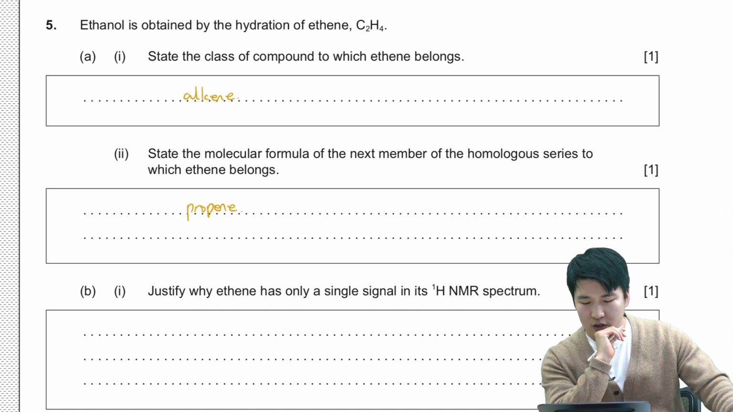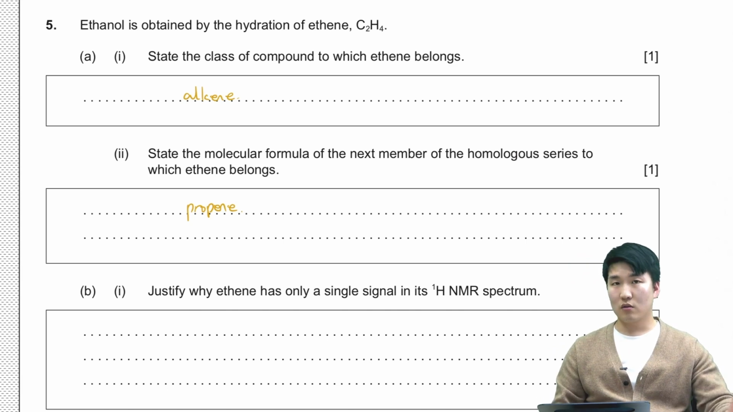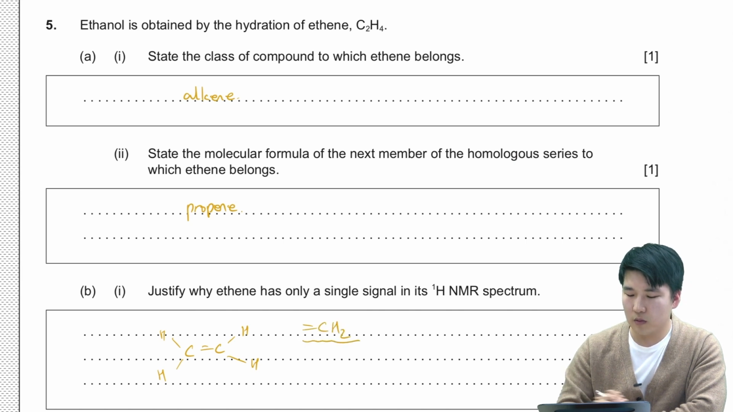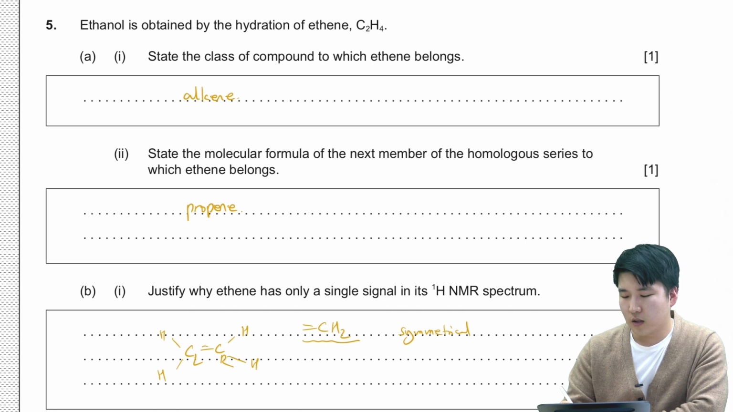Justify why ethene only has a single signal in its 1H NMR spectrum. Well, ethene is symmetrical, so the double bond CH2 hydrogen environment is going to be identical for the carbon left and right. Symmetrical. Ethene has only one H environment.